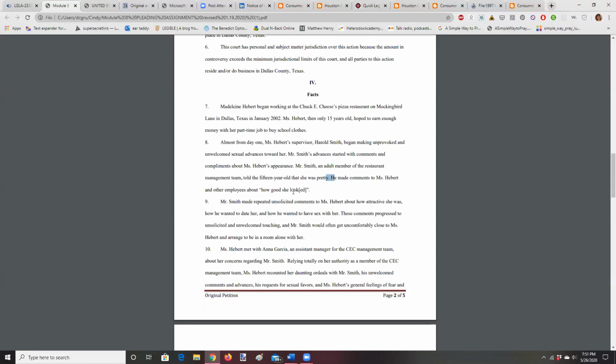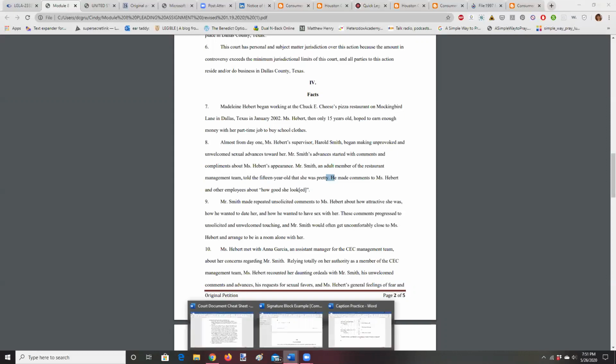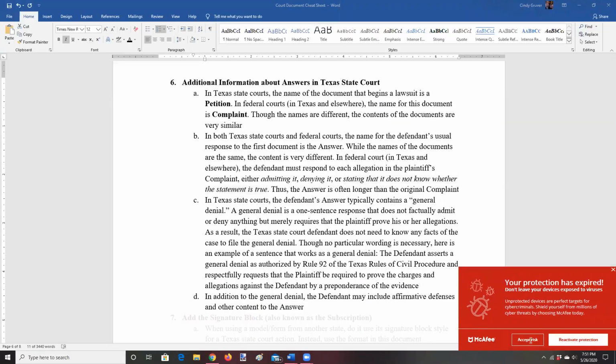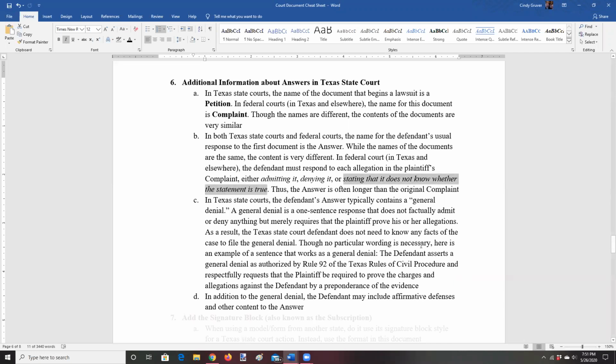Another thing about federal answers is that a lot of times they don't really make sense unless you have the complaint next to it, because you're just admitting and denying little scraps of information. So that's how you do it in federal court. But we're not doing things in federal court in this course, so thank goodness we don't have to worry about that. So we're going to talk about how we do the answer in Texas state court. It's a lot easier. Yay! What we do in Texas state court is we usually file something called a general denial.